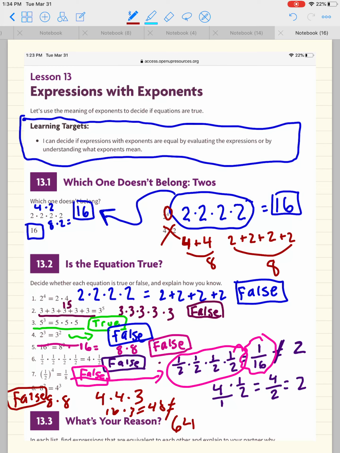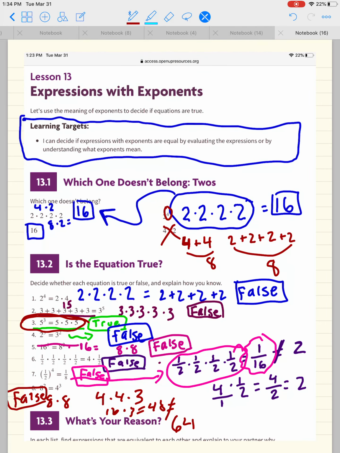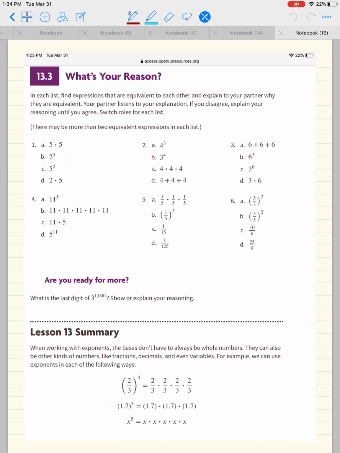All right, the only true one in this entire thing was number 3. If you're confused about why, please let me know. We'll go over it. Let's go ahead and move on to 13.3.